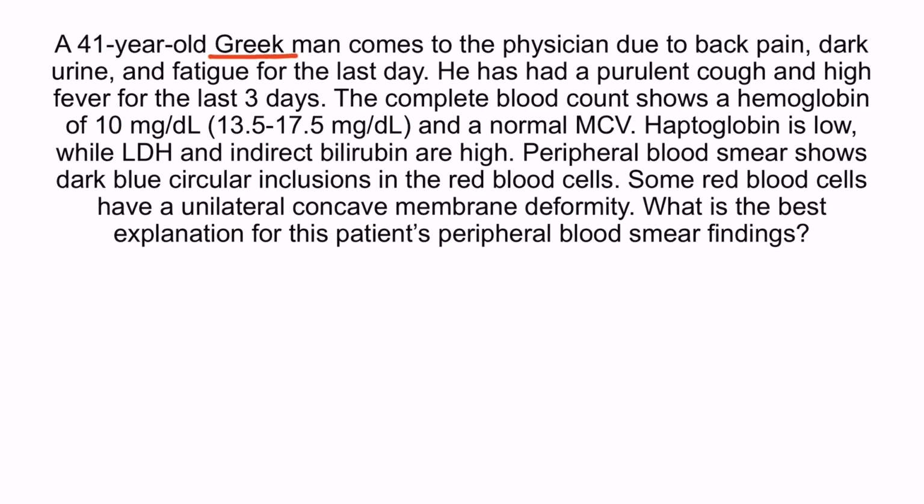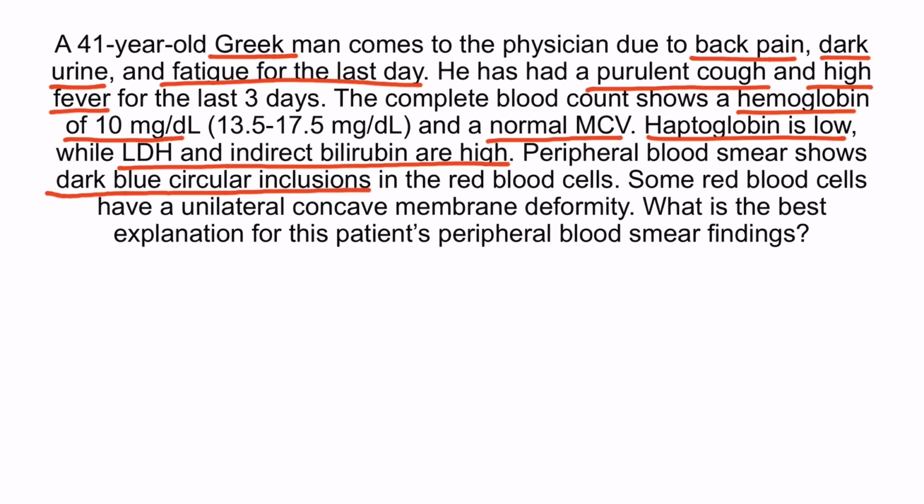This Greek patient presents with back pain, dark urine, and fatigue for the last day. He has hemolytic anemia, evidenced by the hemoglobin of 10, normal MCV, low haptoglobin, and high LDH and indirect bilirubin. His current symptoms started after pneumonia, suggested by purulent cough and high fever. All these findings are consistent with the diagnosis of G6PD deficiency.